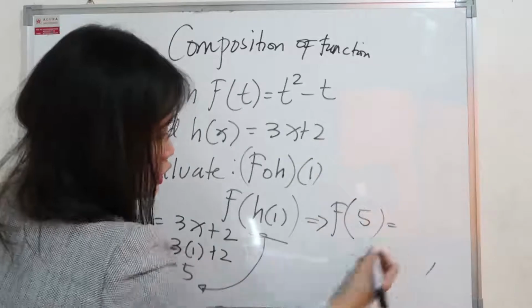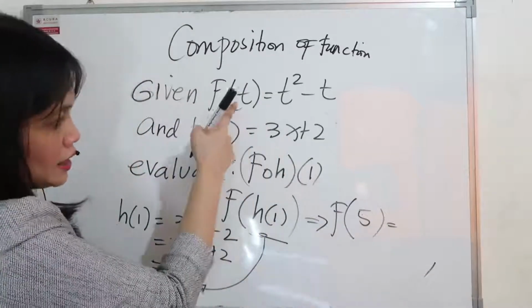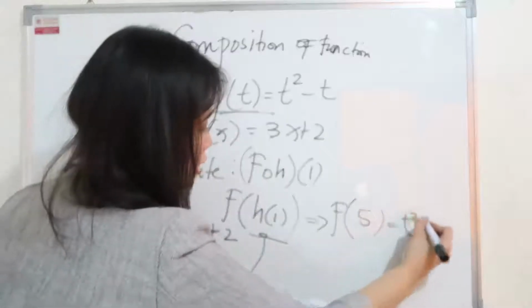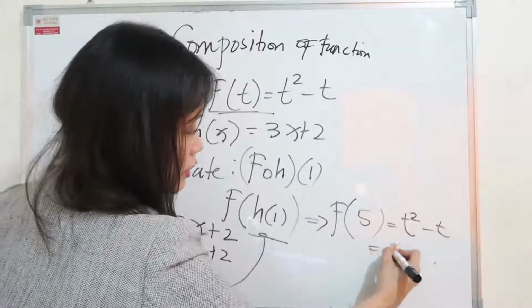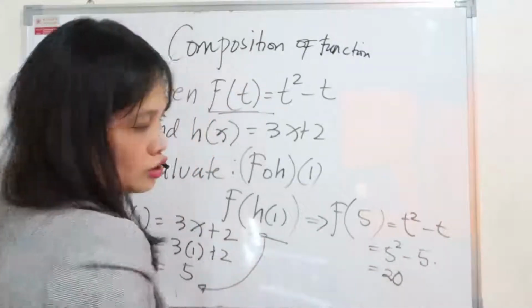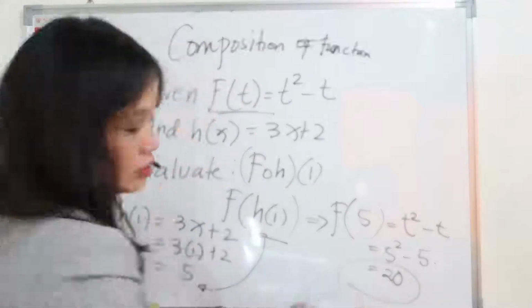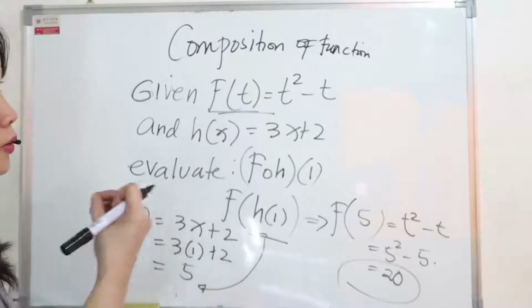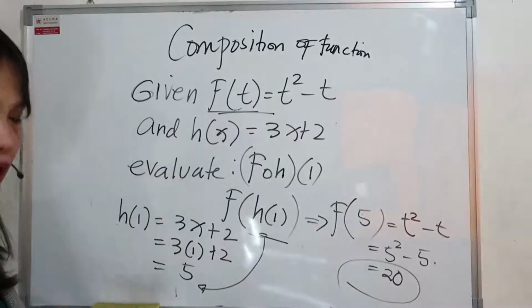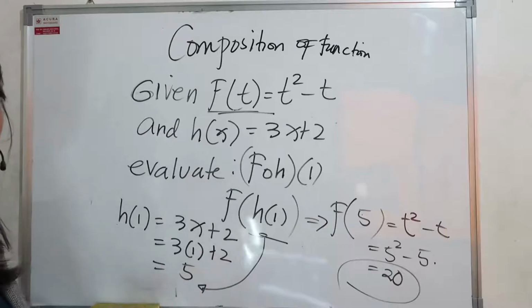You need to substitute 5 to your f function here. That will become t squared minus t, so you have 5 squared minus 5. So you have 20. So f of 5 is 20. That's how we evaluate composition of function given a formula. The other one is given the table, and this time given a formula. That's only a review on composition of function.